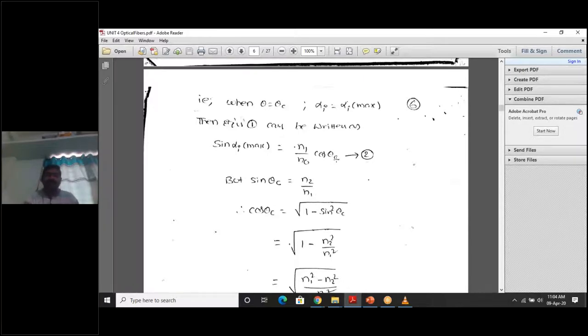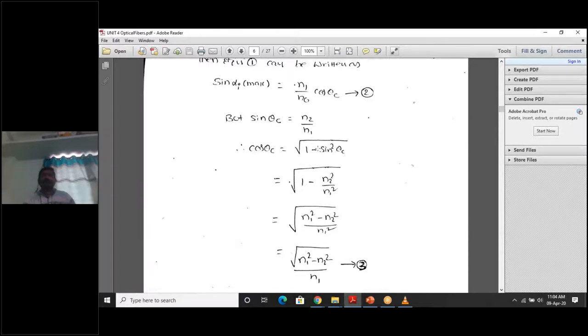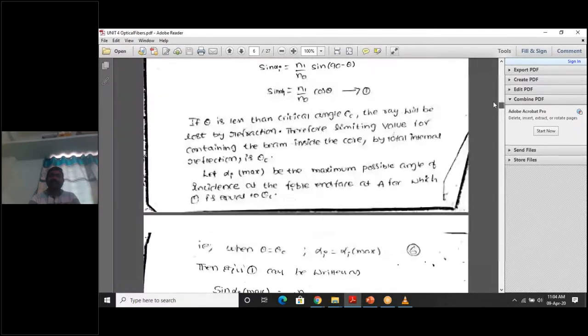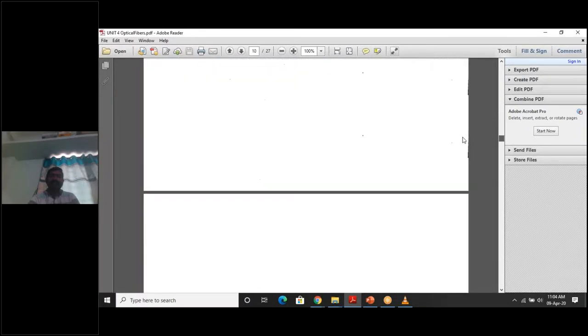But how do we express cos in terms of sine? Cos theta c is equal to square root of 1 minus sine square theta c. It's a mathematical derivation. Sine theta c is n2 by n1, so sine square theta c is n2 square by n1 square. If you take the LCM, it becomes n1 square minus n2 square by n1 square. If you take the square root, root and square cancel each other, so the denominator becomes n1. Finally we got cos theta c as square root of n1 square minus n2 square by n1. So substitute this cos theta c in this expression.